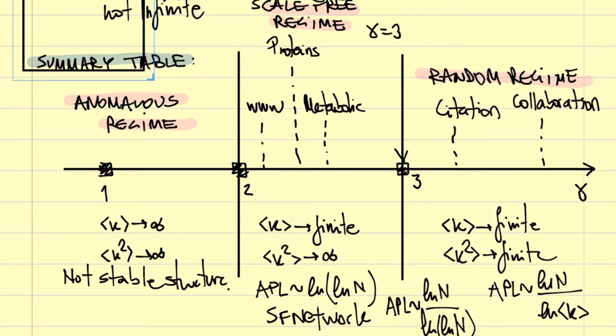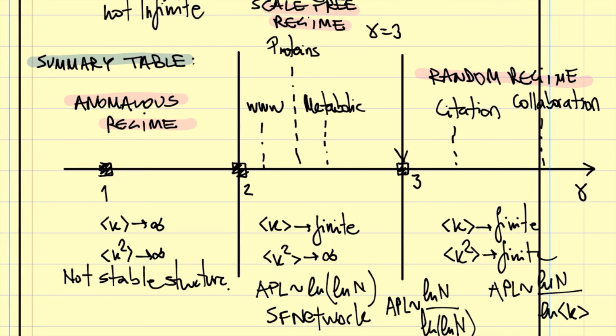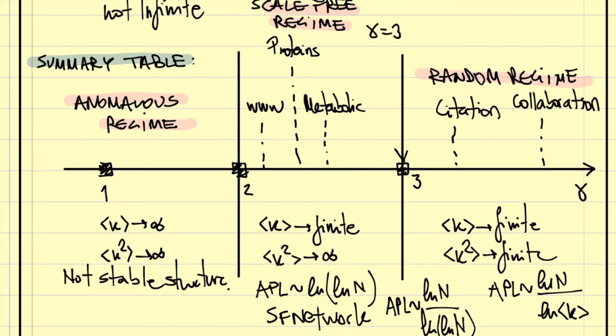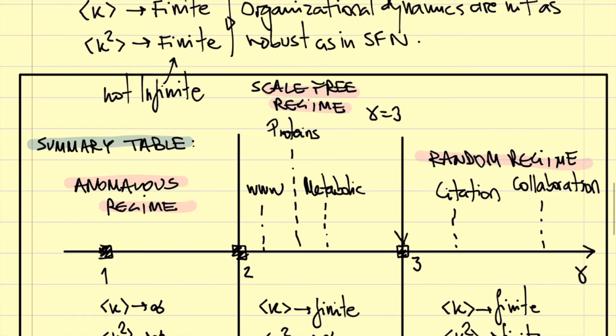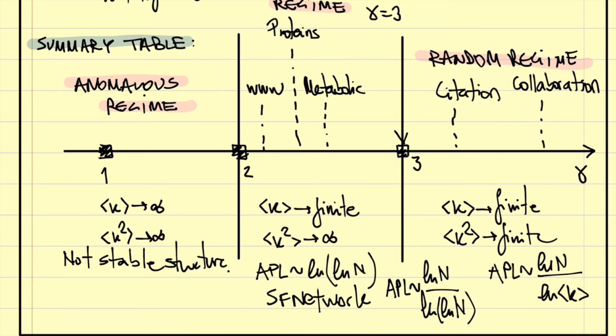So how do you know if you are in a random state or if you are in a scale-free state? Calculate the average path length. And depending on this value, you get different approximations of your position. Okay?